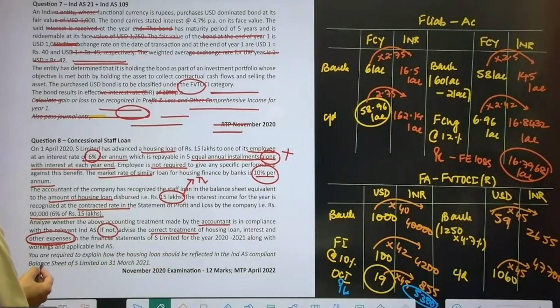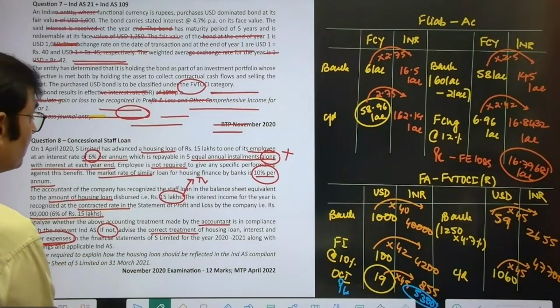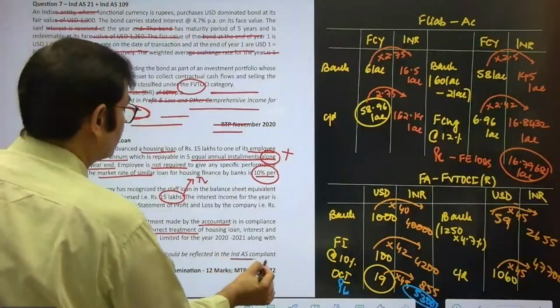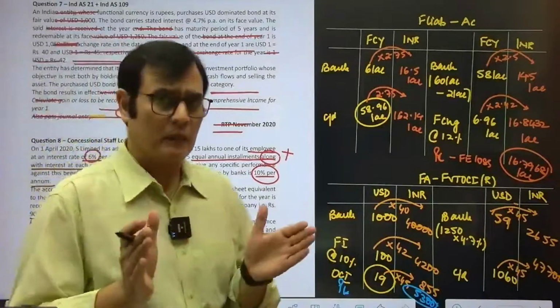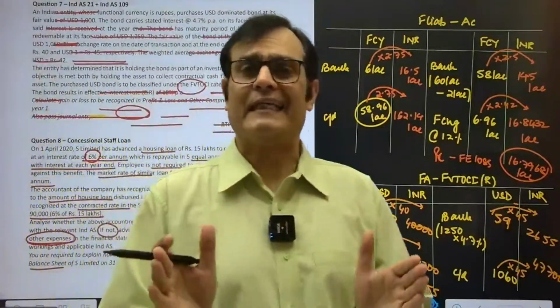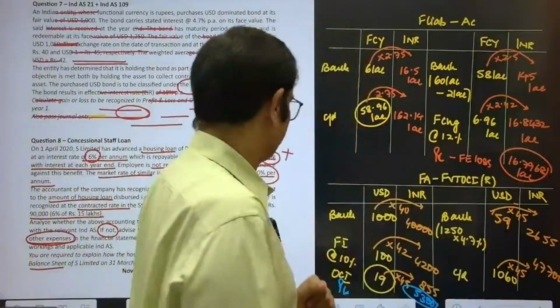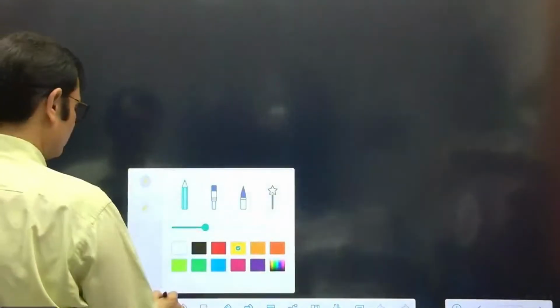And then it says, along with the workings, you are required to explain how the housing loan would be reflected in the Ind AS compliant balance sheet on 31st March 21. So I think in this particular case, let's, first of all, do the calculations. We may not make the ledger account for the entire tenure of the loan, but let's, first of all, visualize this. So question number 8.